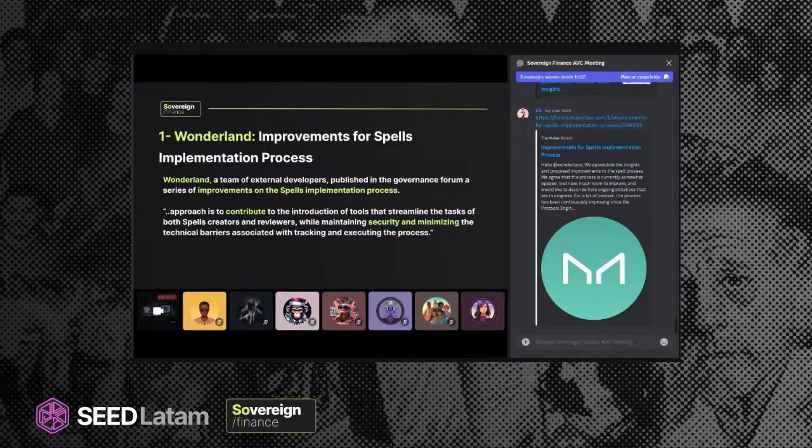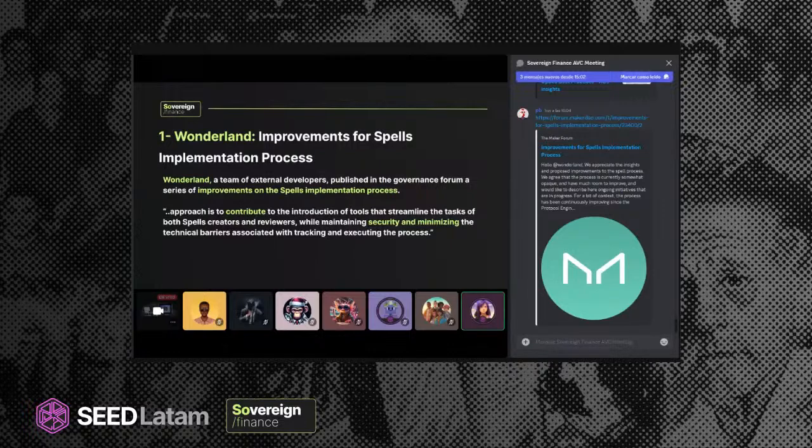Wonderland is a group of devs, researchers, data scientists, and investors, and they're going to tell us more when they introduce themselves. They presented these ideas in the Maker Forum, and they give different points. I'm going to quote this part. It says the approach is to contribute to the introduction of tools that streamline the task of both spell creators and reviewers while maintaining security and minimizing the technical barriers associated with tracking and executing the process.